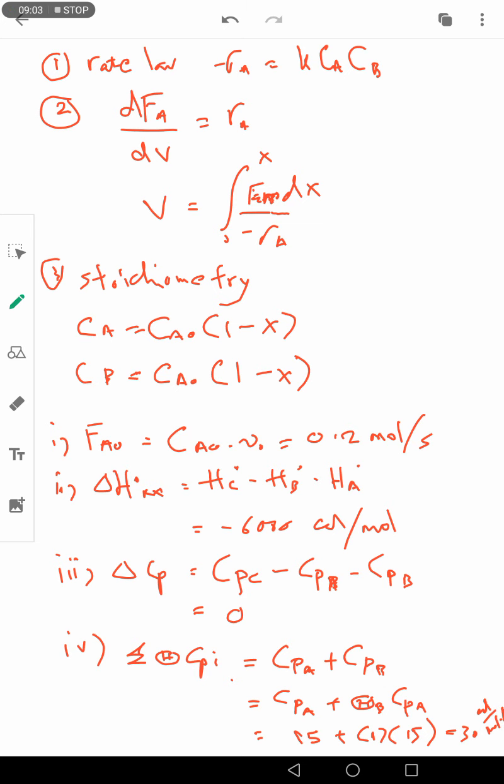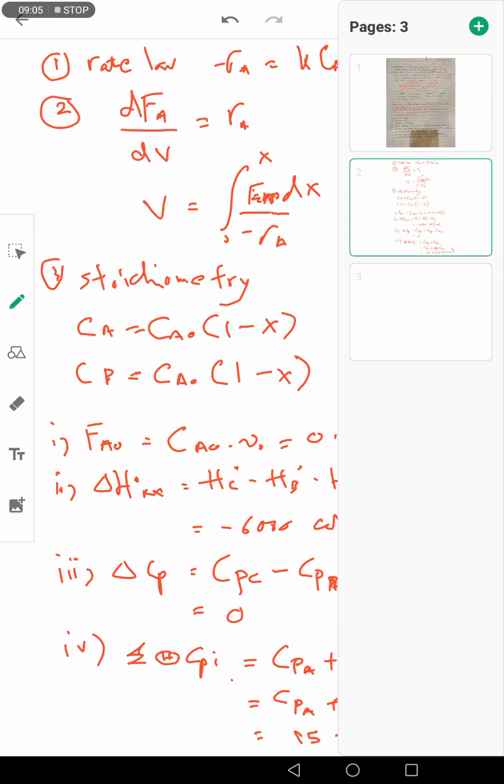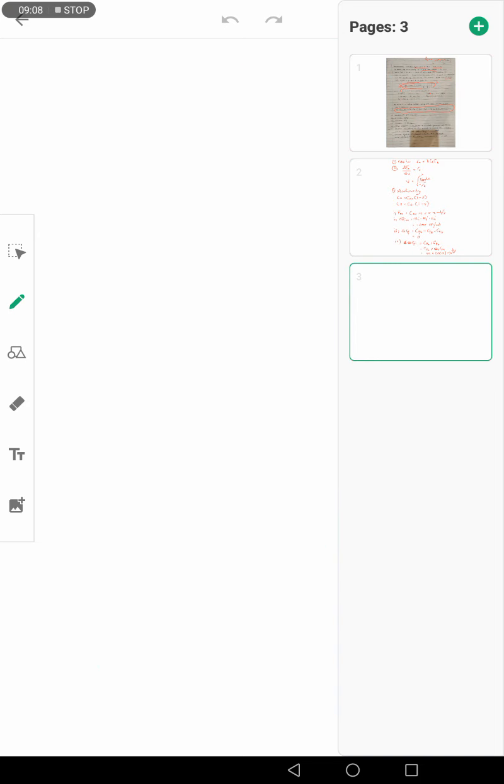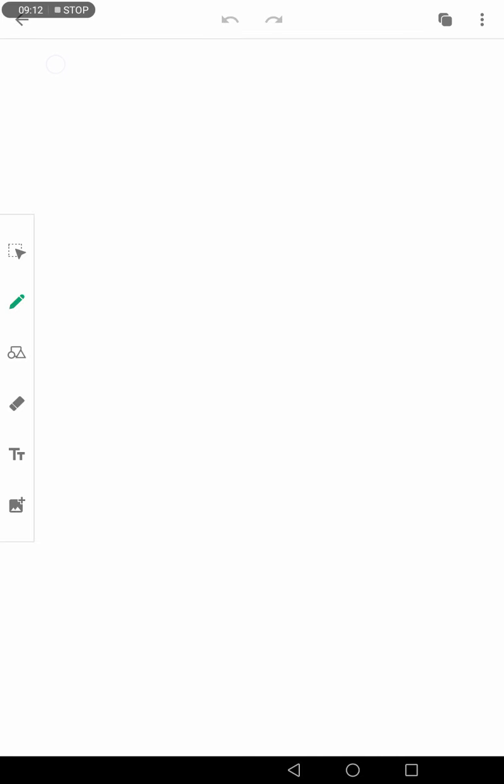Okay. So once you have all of this information, next is you need to use the energy balance yang diberi dalam soalan. So you akan masukkan kebanyakan maklumat dalam teori ni.